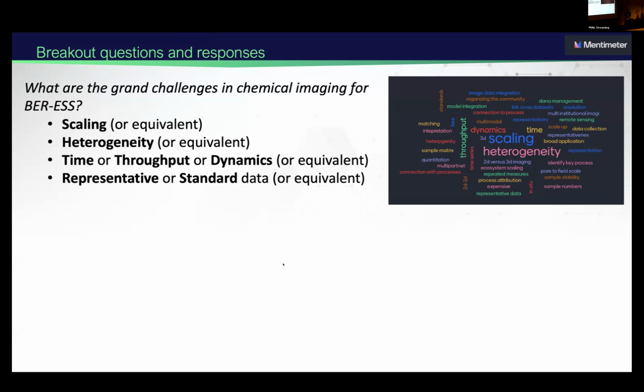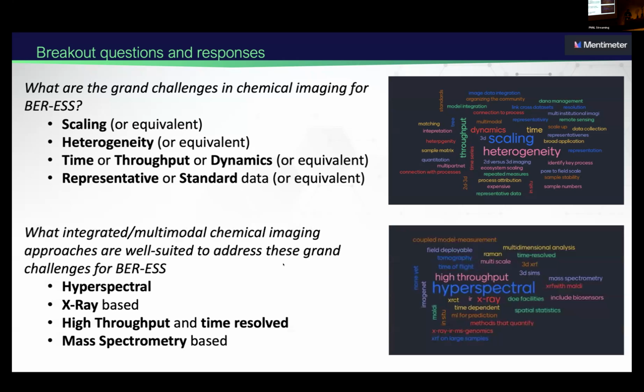The main answers about what are the grand challenges for chemical imaging, the main things that people would say in these Mentimeter polls is that scaling, heterogeneity, time, throughput, or dynamics, those are all the major issues. And then also representative and standard data. And then what integrated multimodal chemical imaging approaches are well suited to address these grand challenges? Basically, microscopy-based ones were brought up as the major points, and then high throughput and time resolved measurements, which in a sense, microscopy can do.